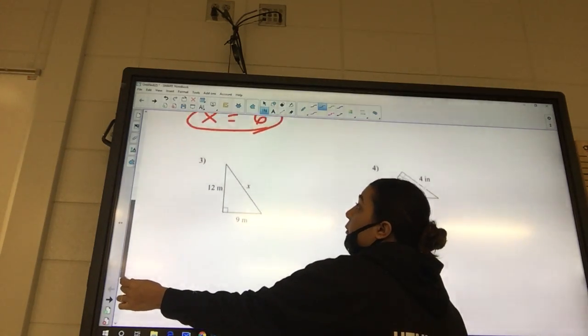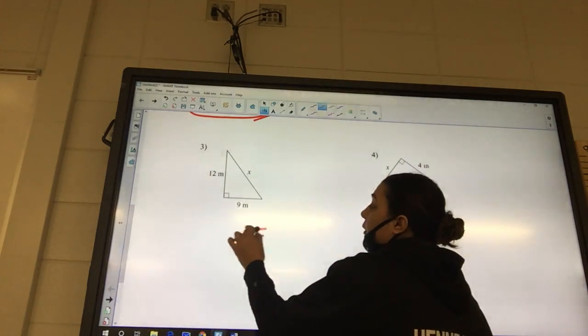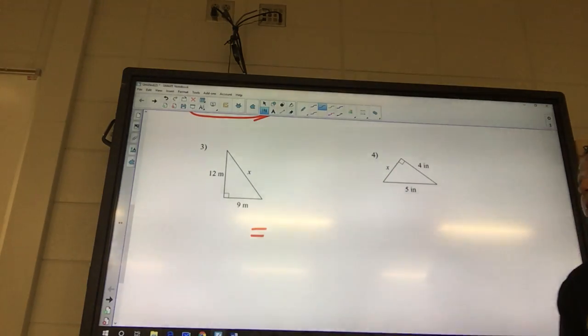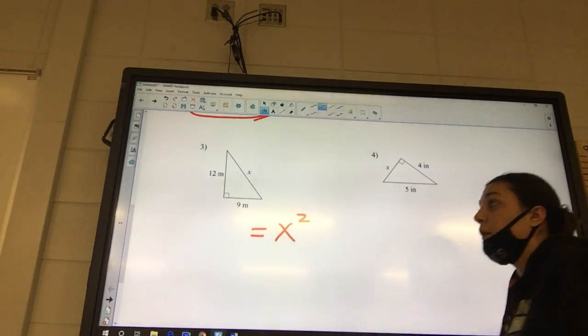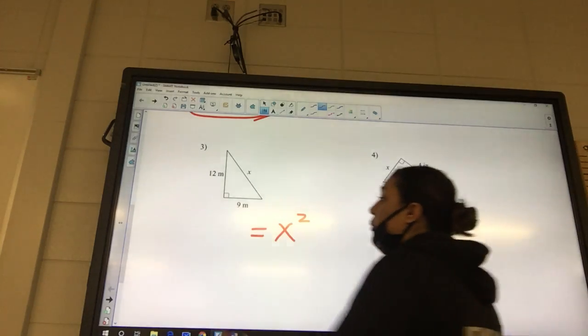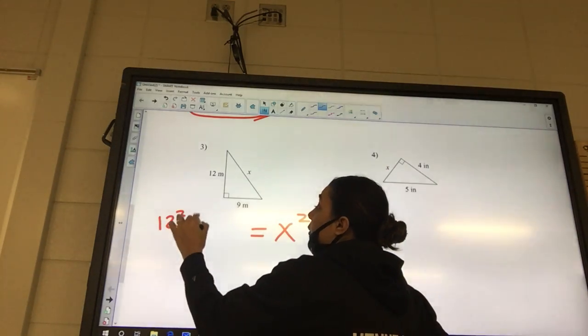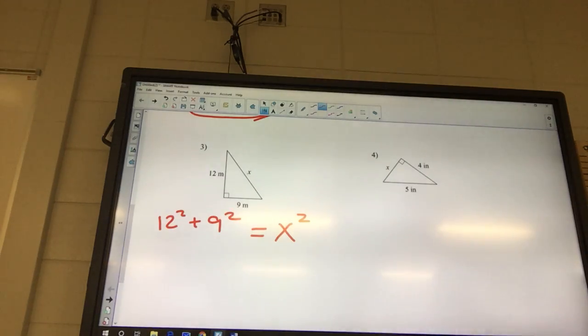Okay, so look at 3. Which one is the hypotenuse? X. X is the hypotenuse. So fill that in the X spot, and then you put a squared. Okay, and then the other two numbers, it doesn't matter which order you put them. So I'm going to have 12 squared plus 9 squared. Okay, and we square every single piece.